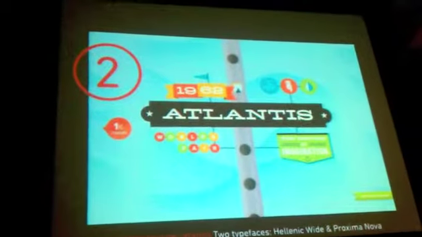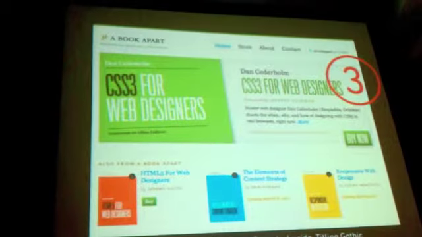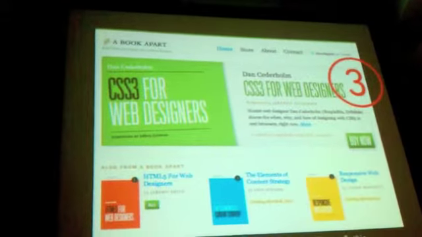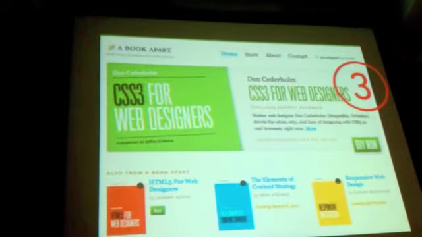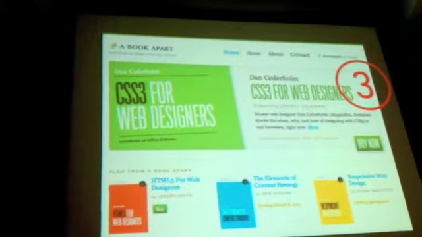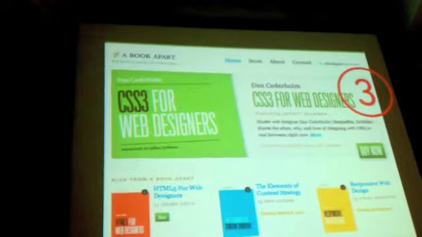The weird thing is, on the web I had to fight really hard to find a website that had three different typefaces. It was really difficult to find an example that had three and used them effectively. So this is a Book Apart website that has three different typefaces.